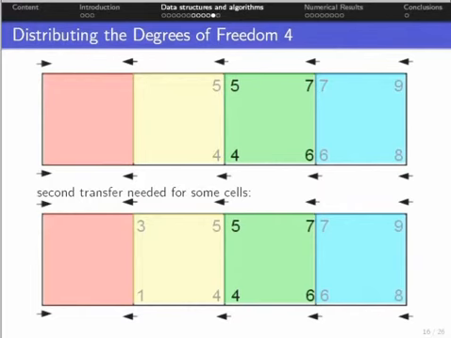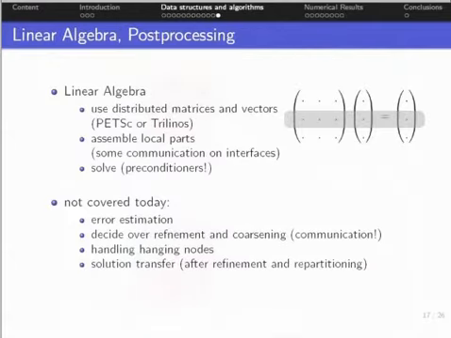That's just an example of how an algorithm gets a lot more complicated if you want to have it scalable. Okay, so that was handling the numbering of degrees of freedom.